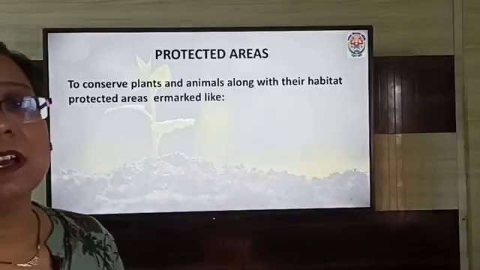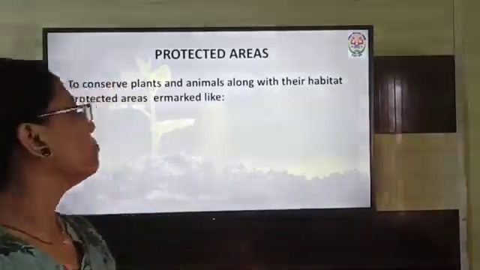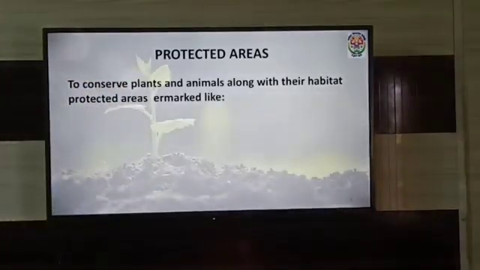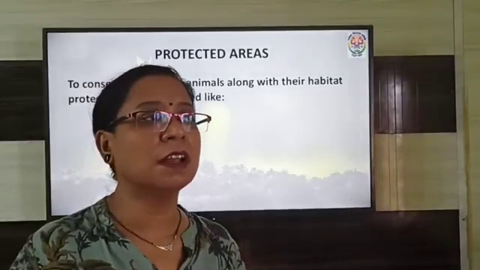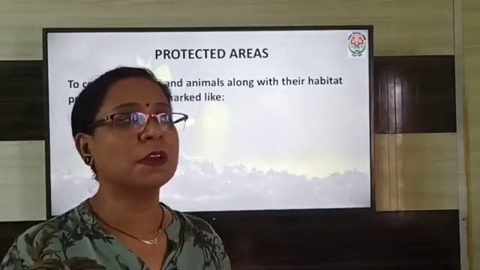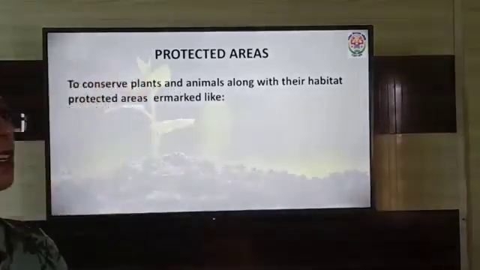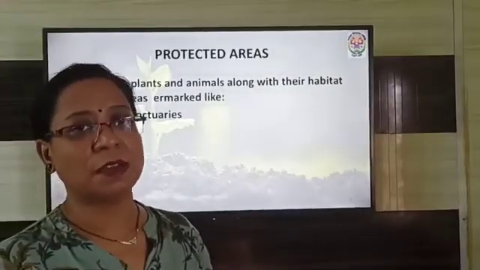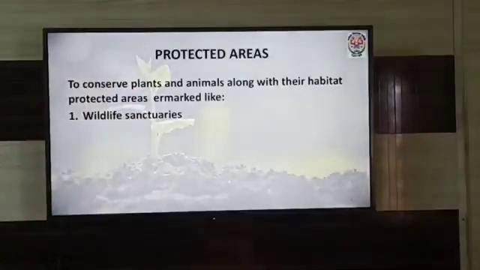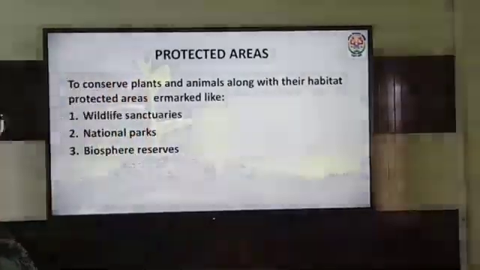Now come to biodiversity protection. These are protected areas which are earmarked by the government to protect the plants and animals along with their habitat. We cannot protect a single animal, keep it in our home, give shelter and food and protect it. They need to be protected along with their habitat. And these protected areas are of three types. The first one is wildlife sanctuary, second is national park, and the third is biosphere reserve.